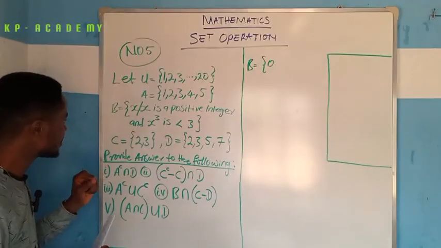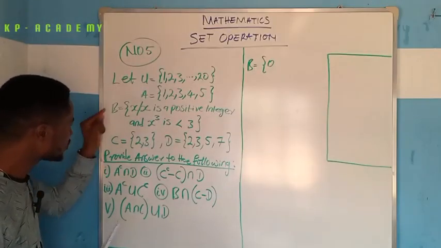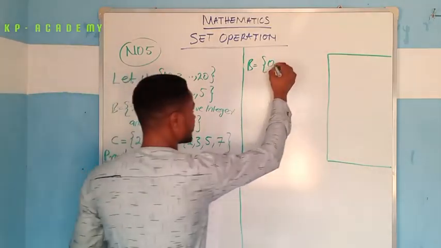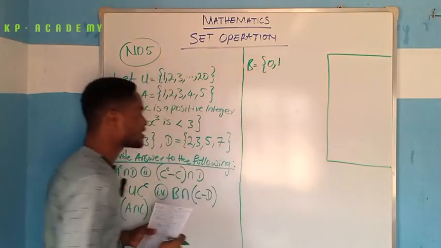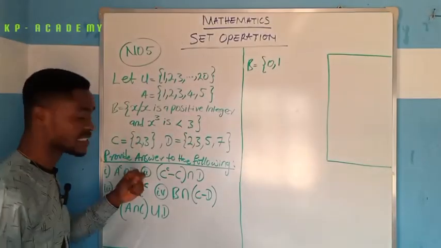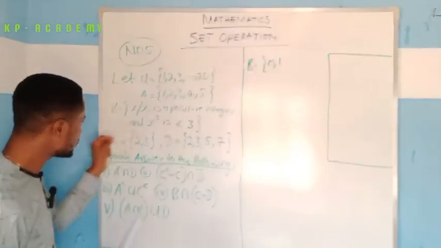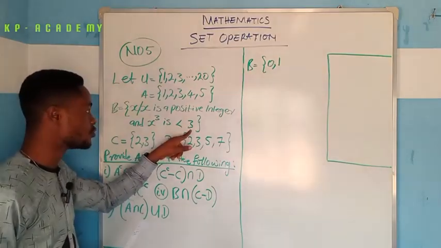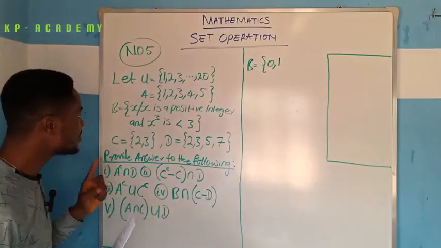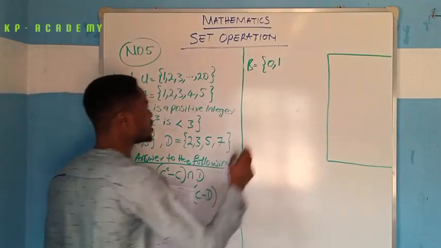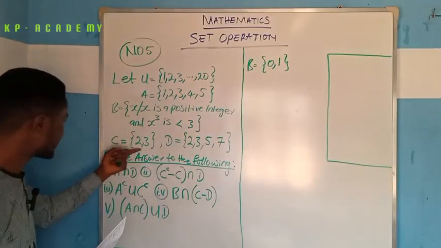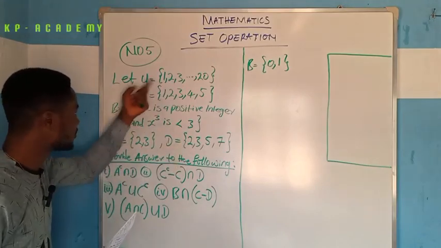Now another positive integer we're going to take is 1. 1 raised to the power 3 is 1, which is less than 3. So 1 can be among. Another positive integer is 2. If you take 2 and say 2 raised to the power 3, you have 8, but 8 is not less than 3, so 2 is not going to be among. So it therefore means that set B is actually 0 and 1. Okay, now of course we have set C, we have set D, we have A, we have the universal set.